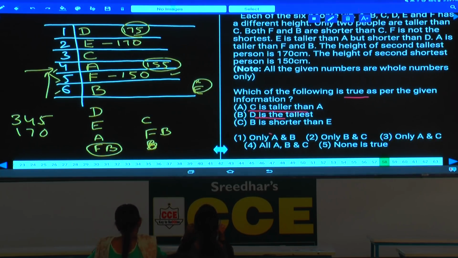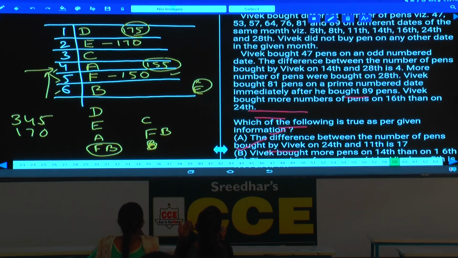Either A and B can be your answer, or all A, B and C can be your answer. And B is shorter than E, this is also definitely true. Hence all the three conditions are valid. Hence what is your answer? Choice 4. Now question number 58, it is choice 4. Then 59 onwards.